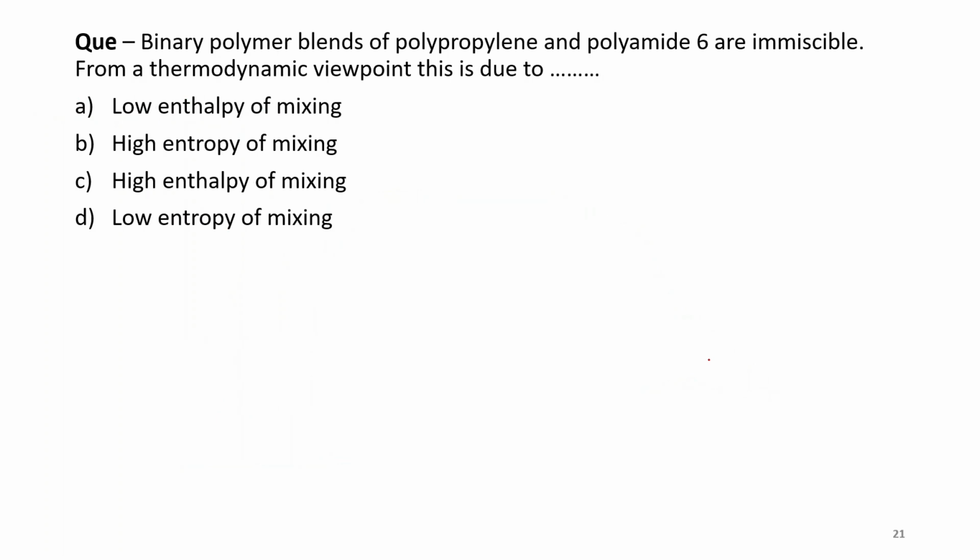Binary polymer blends of polypropylene and polyamide 6 are immiscible from a thermodynamic viewpoint. This is due to, so these two polymers, polypropylene and polyamide 6, are immiscible because they have low enthalpy of mixing, high entropy of mixing, high enthalpy of mixing, or low entropy of mixing. So anybody wants to attempt this question?